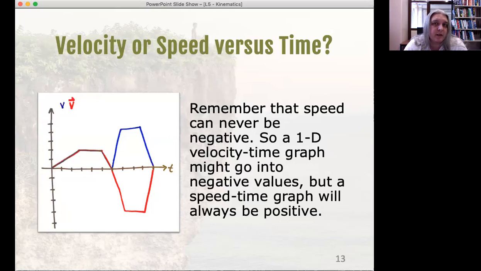So displacement can increase or decrease. Distance can only ever increase. Velocity can be positive or negative. Speed can only ever be positive. So here you'll see the velocity in red and the speed in blue. The speed is exactly the same magnitude as the velocity, but always positive, because speed can never be negative.